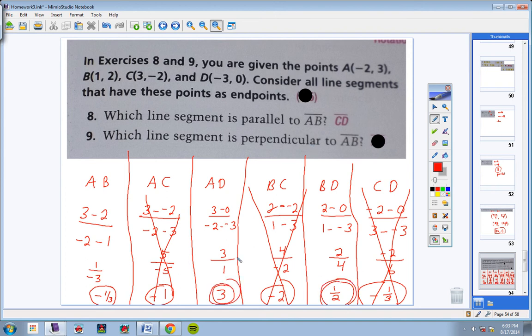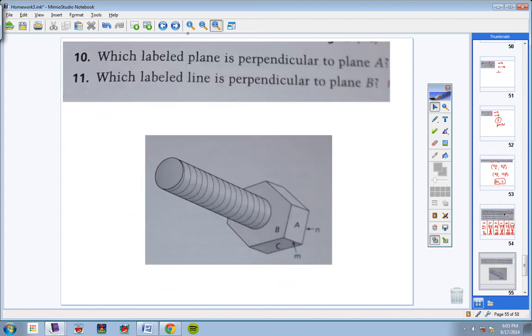Now I'm looking for a slope that is a reciprocal of 1/3. Well, if I flip 1/3, I'm not going to get 1/2. If I flip 1/3, I'm going to get 3. And so AB is perpendicular to AD. So the answer to number 9 is AD. Okay? So again, we're using slopes to compare lines and see which ones are parallel and perpendicular.